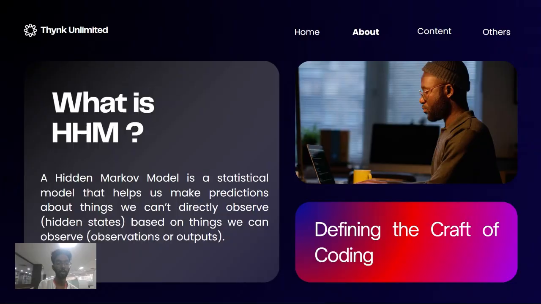So what is a hidden Markov model? It's a statistical model that helps us make predictions about things that we can't directly observe, based on things we can observe. For example, if we can't go out and see the weather, but we suddenly see someone taking an umbrella and going out, then we can predict that it might be rainy or sunny. So that is what a hidden Markov model is.